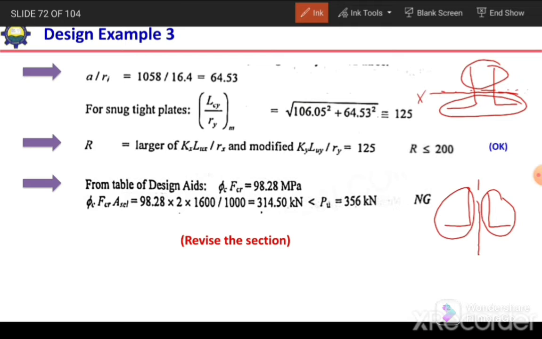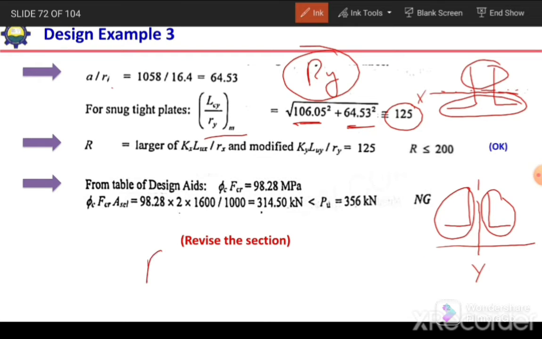So in that case we need to calculate the modified slenderness ratio. So we will calculate the modified slenderness ratio about y-axis. For a snug tight connection, the modified slenderness ratio about y-axis will be equal to the square root of the slenderness ratio ry of the built up section squared plus (a over r) squared. So it will give us the modified slenderness ratio, and this modified slenderness ratio will be larger than the ry value.